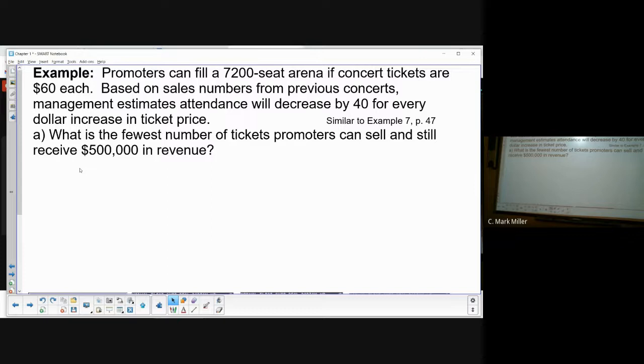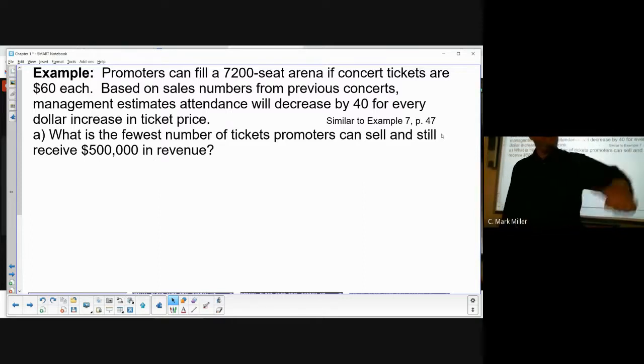Promoters know they can fill a 7,200 seat arena if concert tickets are $60 a piece. Based on sales numbers from previous concerts, management estimates attendance will decrease by 40 people for every dollar increase in ticket price. So the higher you raise the ticket prices, you're going to price a few people out of the market.